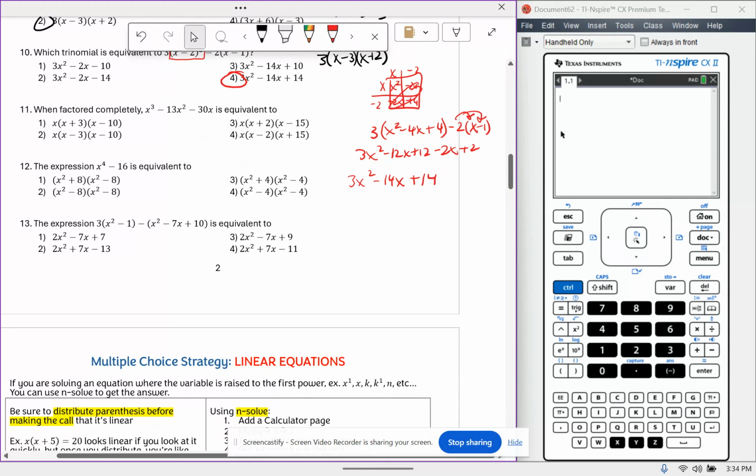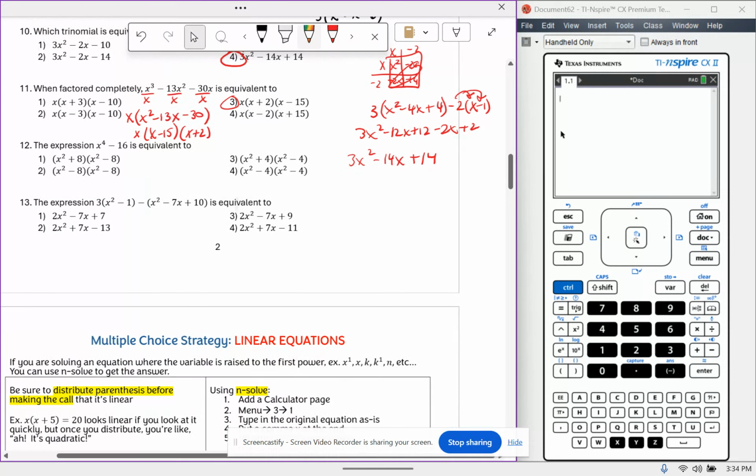When factored completely, x cubed minus 13x squared minus 30x is equivalent to... I have x cubed, that means I'm going to pull out a GCF of x. There's no leading coefficient, so it's pretty easy right here. The factors of 30 that add up to 13 are 15 and 2, and we're going to make the 15 negative. That's going to be answer choice 3.